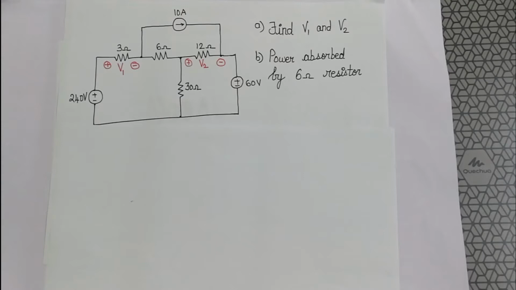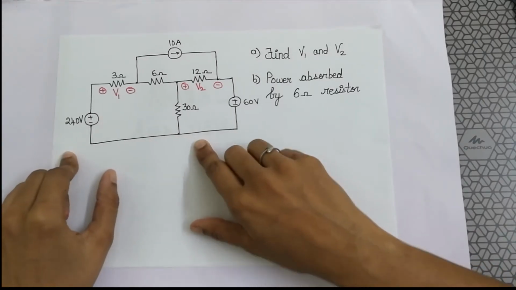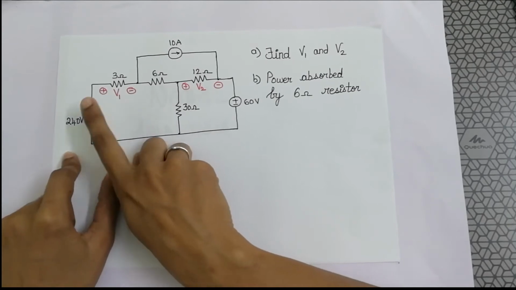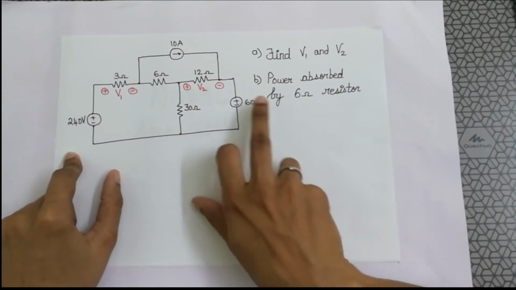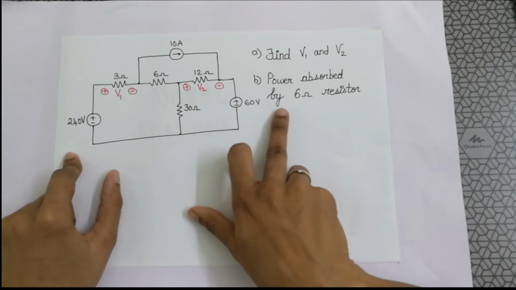In this circuit that you are seeing, we have 3 power sources. All are independent sources. We have 2 voltage sources and 1 current source. Let's solve this circuit to find V1 and V2. In this circuit, we should find V1, which is the voltage across the 3 ohm resistor, and V2, which is the voltage across the 12 ohm resistor. Next, we have to find the power that is absorbed by the 6 ohm resistor.